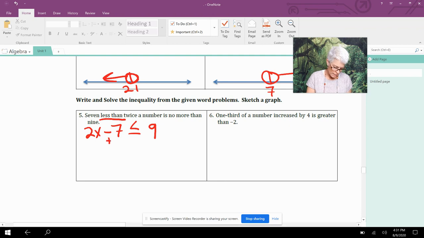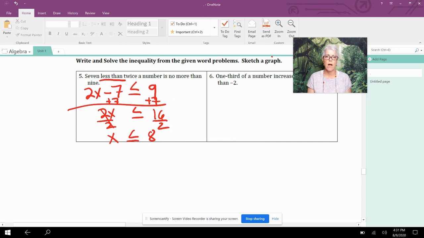Okay, here we go. We're going to add 7 to both sides. I get 16. Nothing flips. I divide both sides by 2. It's not negative, so nothing flips. Now, again, I don't have a graph, so I'm going to show you the expectation. It says sketch a graph. So I'm going to draw a line and put an 8 below it. It's going to be a dot because it's less than or equal to. It's going to go to the left because that's the way it's pointing.